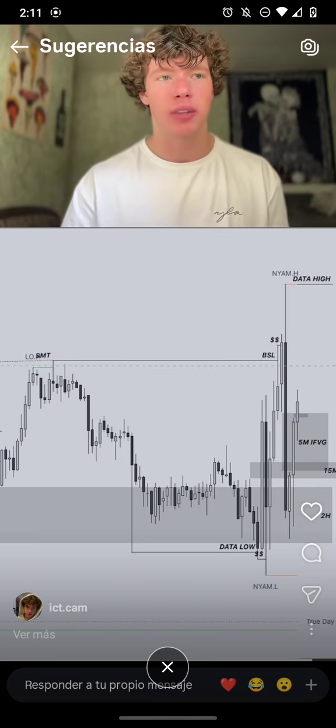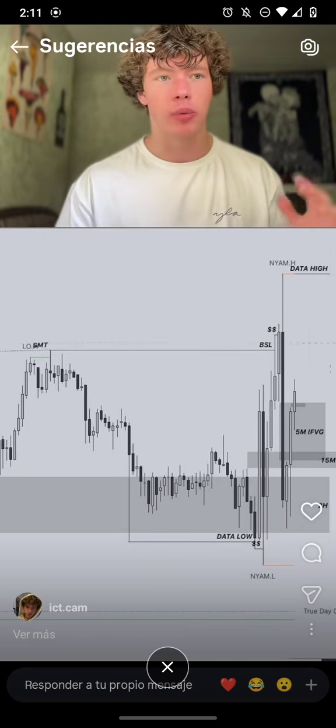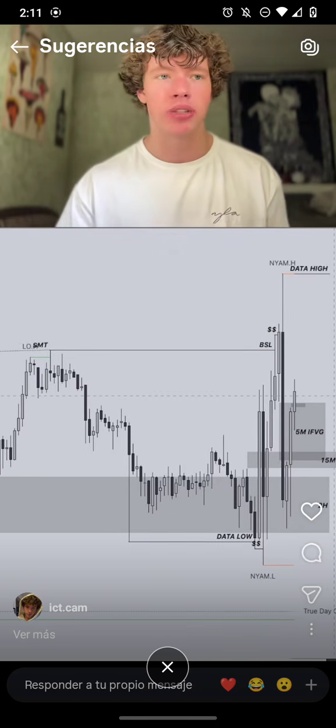After sweeping buy side liquidity for the second time, still respecting a high time frame bearish gap, what you honestly want to see is a rebalance. So honestly, I just did not see a reason to be longing here.